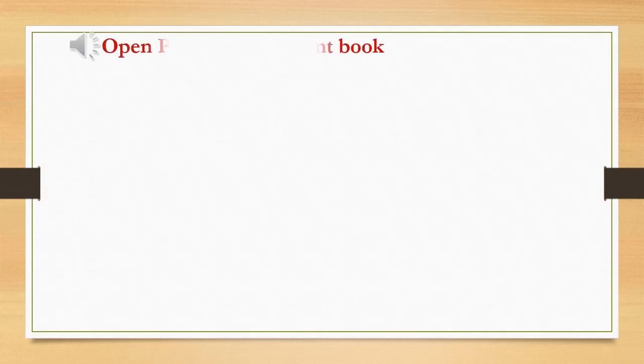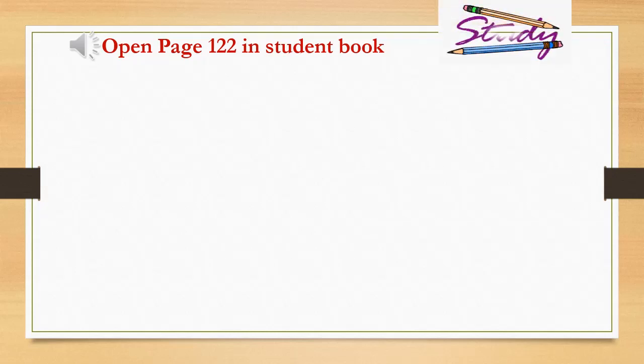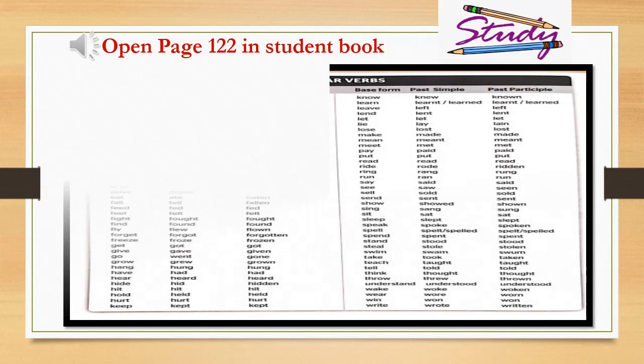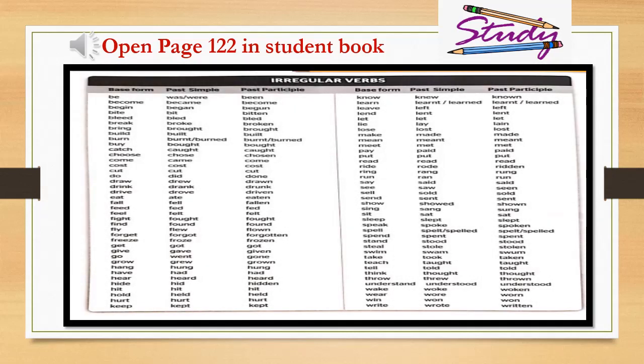Okay, I want to tell you something: if you open page 122 in the student's book, you will find a lot of irregular verbs. Okay, you can start by studying like 5 verbs every day. You will study the base form and the past simple tense only, the first 2 columns. No need for the past participle now.